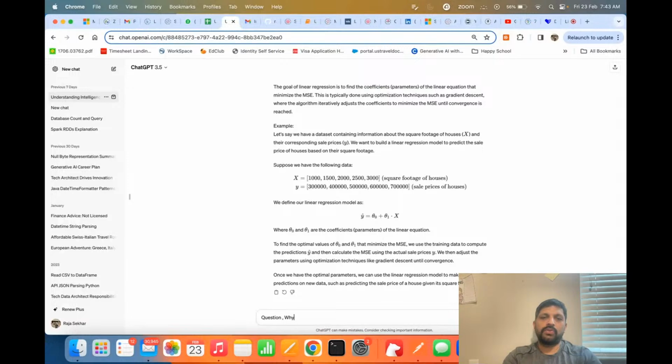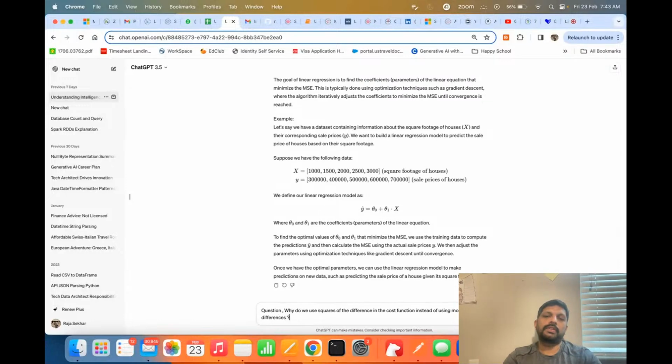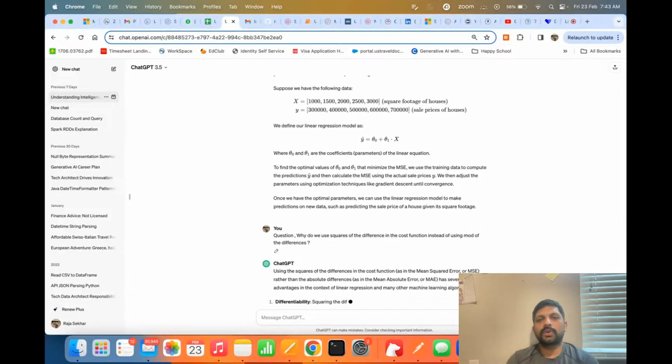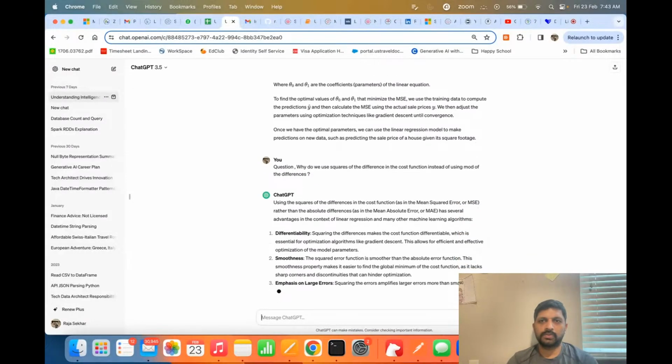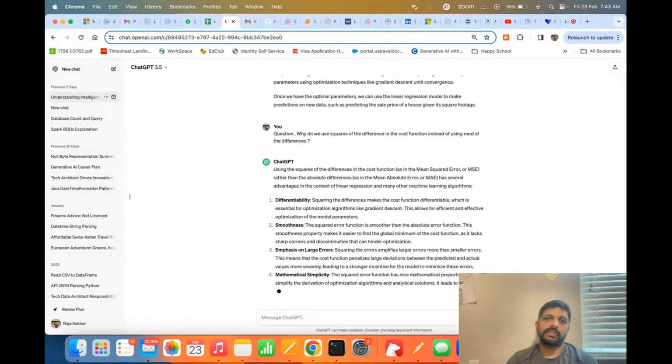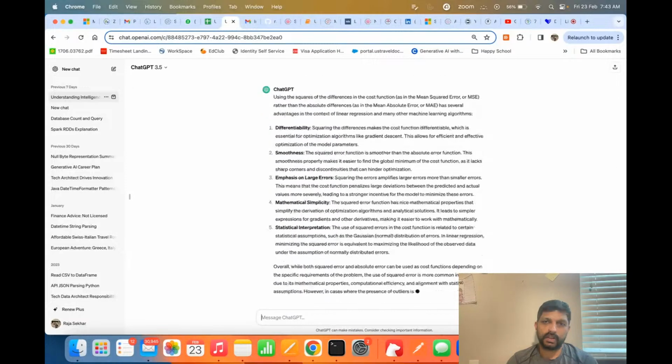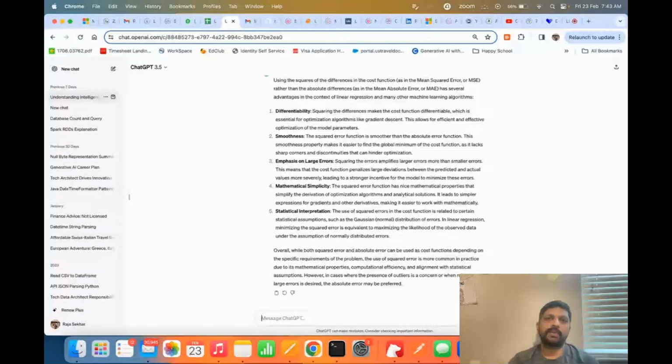Question: why do we use squares in the cost function instead of using mod of the differences? Using the square of differences in the cost function, the mean squared error, rather than the absolute difference as in mean absolute error. Okay, that's MSE. It has an advantage in the context of linear regression and many other machine learning algorithms.